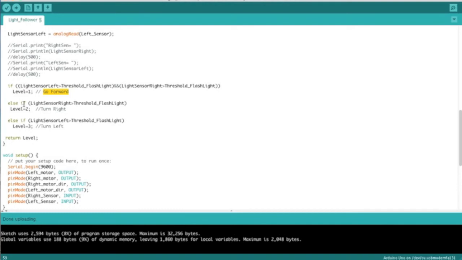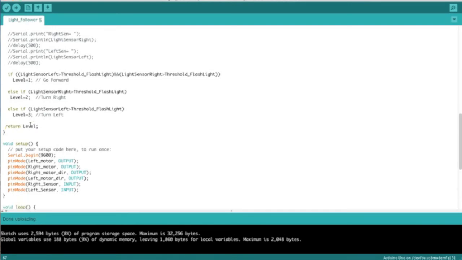And else if only one sensor, in this case the right sensor, is greater than 400, level is equal to 2, which means turn right. Else if light sensor left is greater than threshold flashlight, level is equal to 3, turn left. And I return the value of those levels. This is an important instruction to put so you can use the value of the level.